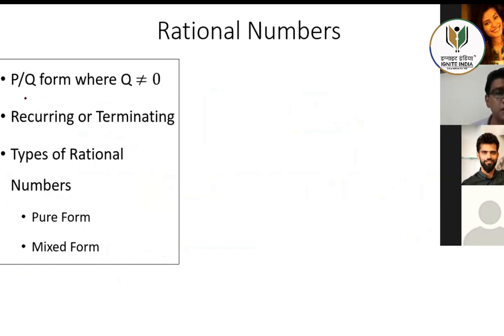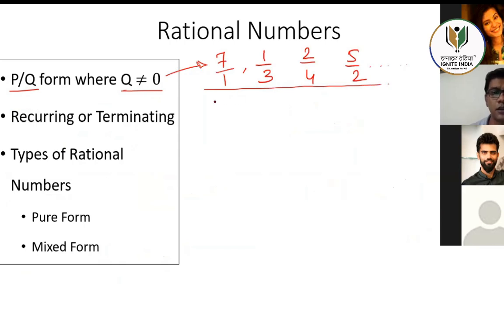Now let's understand what a rational number is. We said a rational number is a number which can be written in the form of P by Q, where Q is not equal to 0. For example, 7 is a rational number because 7 can be written as 7 by 1. 1 by 3 is a rational number, 2 by 4 is a rational number, 5 by 2 is a rational number. All these numbers are rational because they can be written in the form of P by Q.